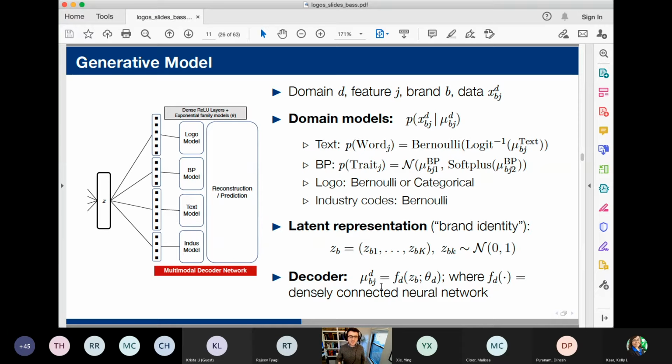The idea behind this is, given Z, given this latent representation, which our goal is to be able to estimate, we can infer all of those feature-specific likelihoods.